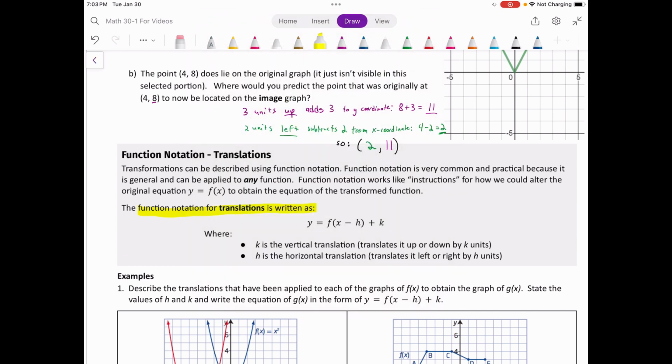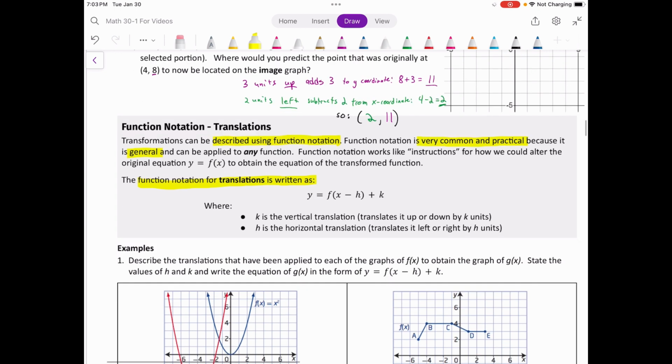So transformations can be described using function notation. It's just a description, a set of instructions on what to do to the original function, y equals f of x, in order to get the transformed function, which is going to look something like this if all we did was translate it. It's very common and very practical because it's so general. This is just saying for any function f of x, if you change it in these ways, you will have graphed a transformed function, a translated function. It can be applied to any function.